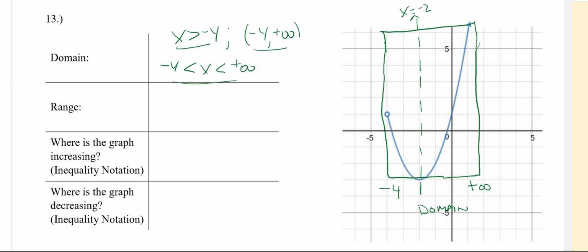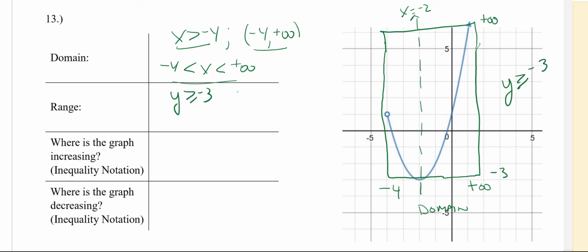Now the range is a little trickier. So the range is the y. The lowest value here that we're going to get is 1, 2, 3, so -3. And as this graph goes up, it's going to keep going to infinity. Now this over here is going to stop, but this is going to keep going. So we would say y is greater than or equal to -3.